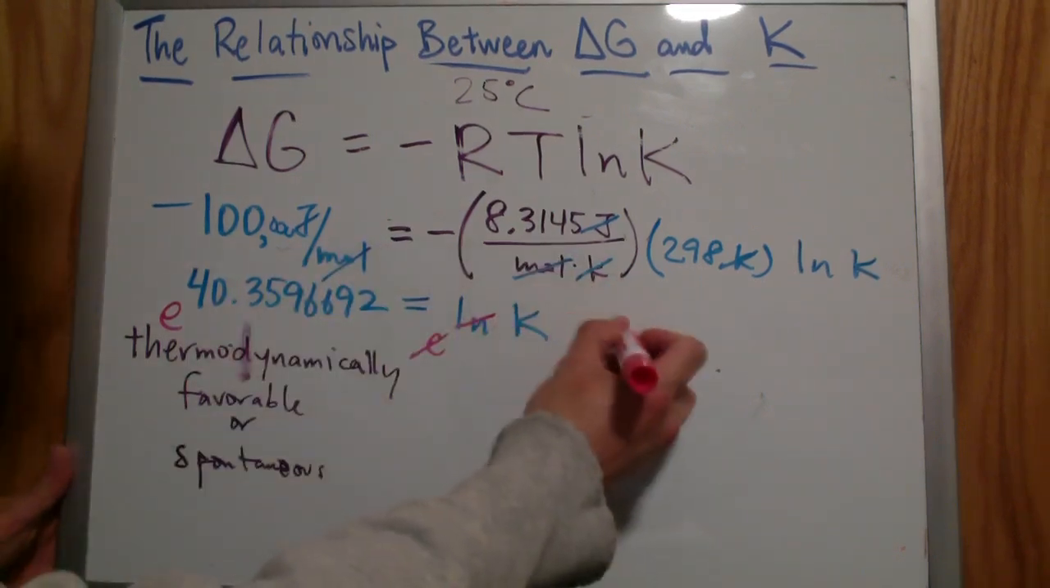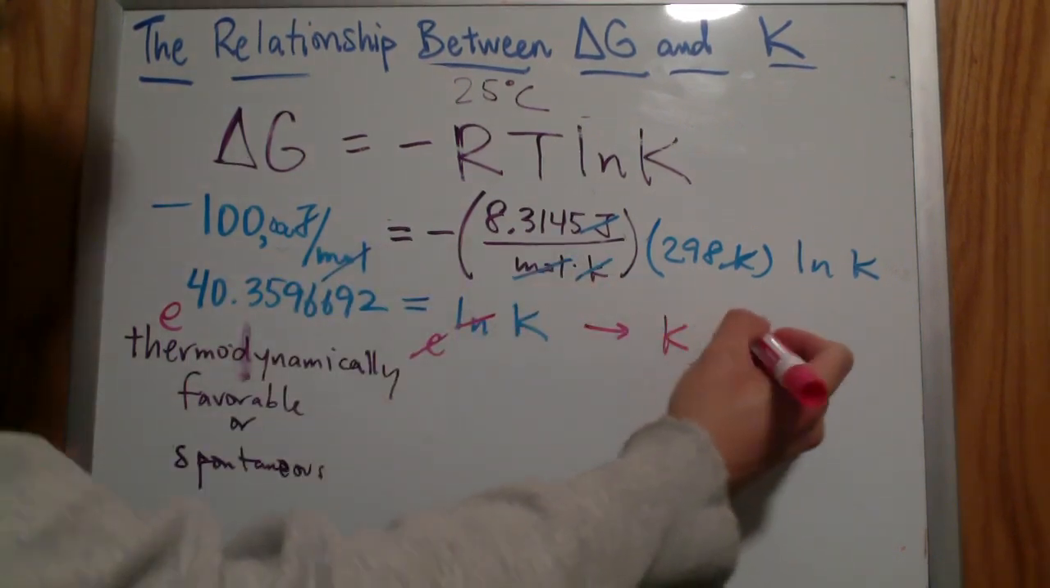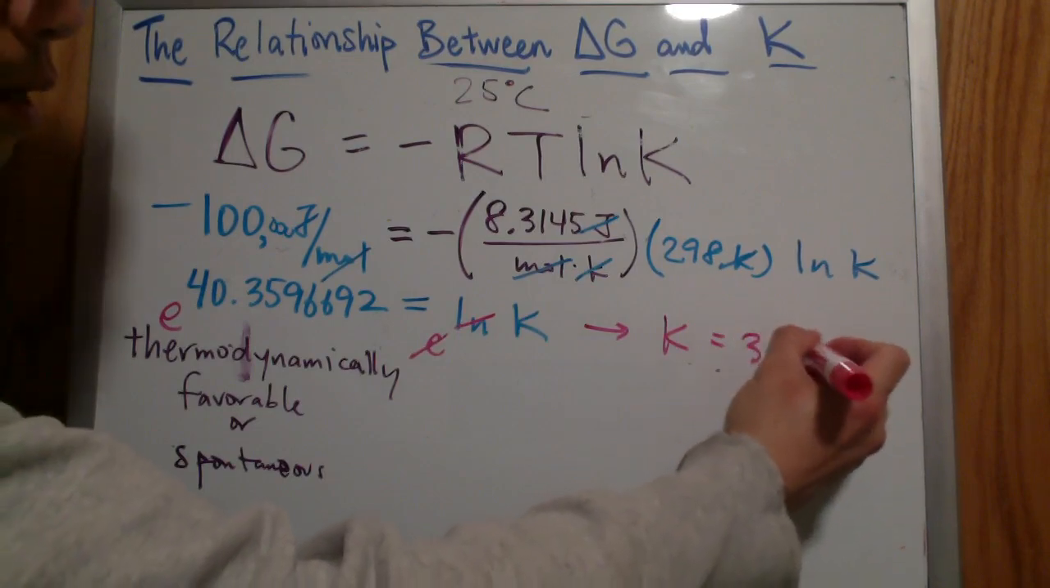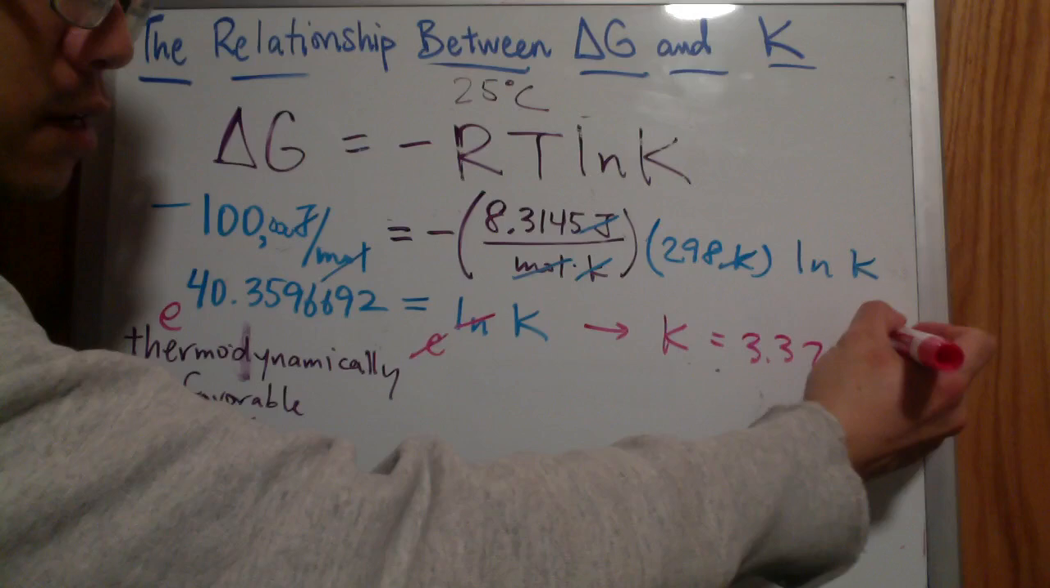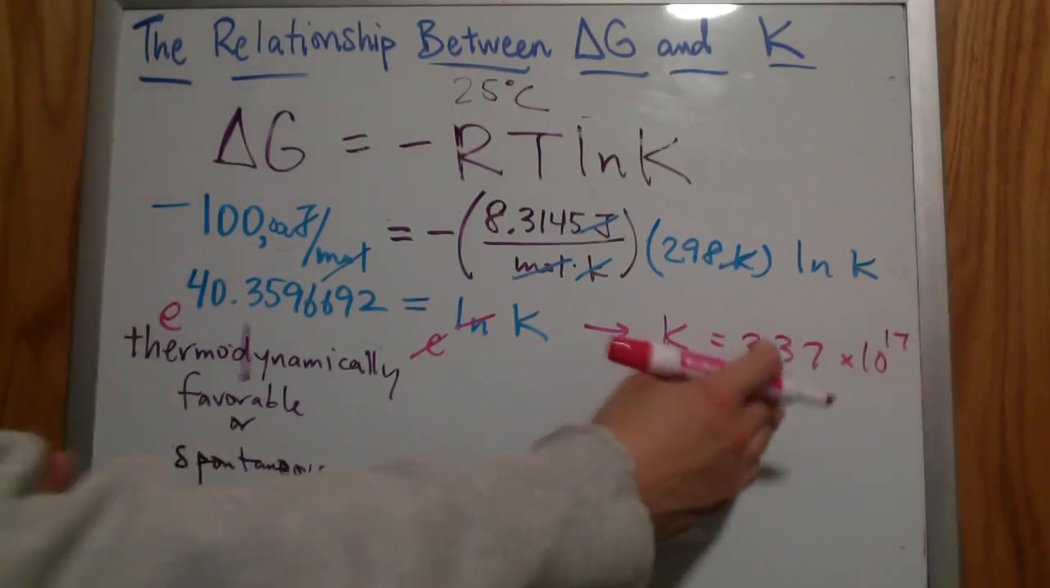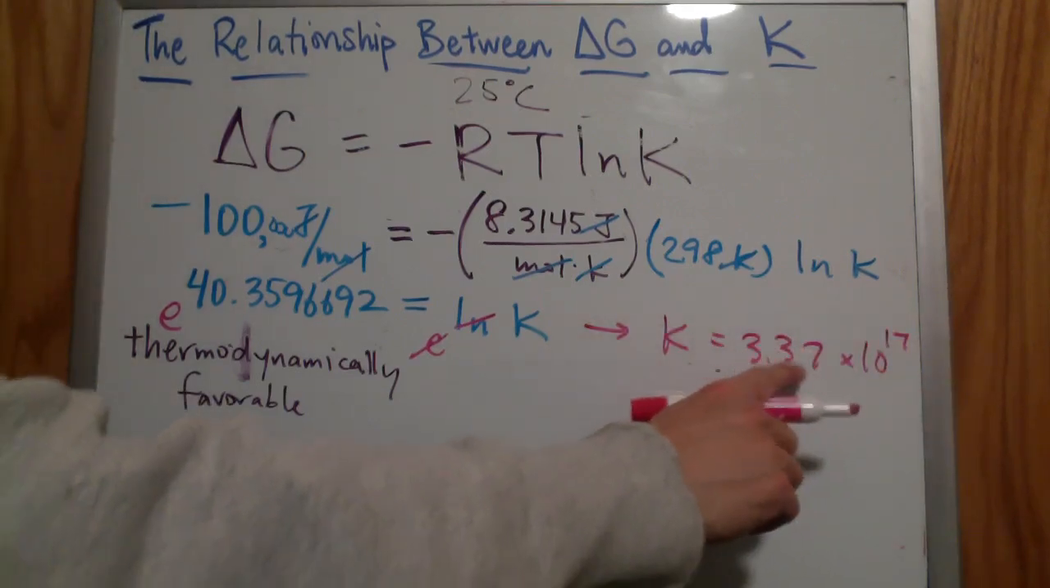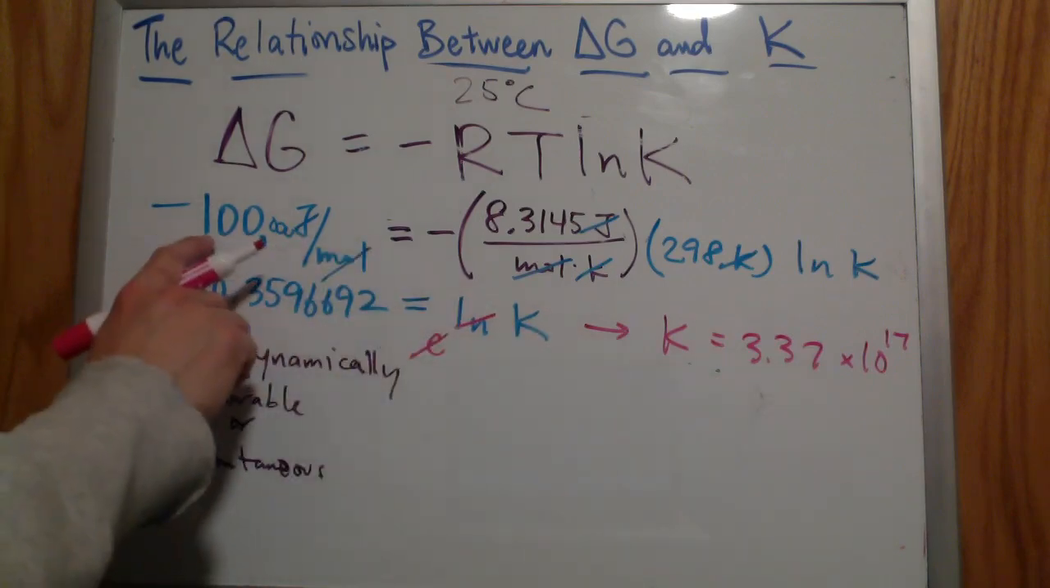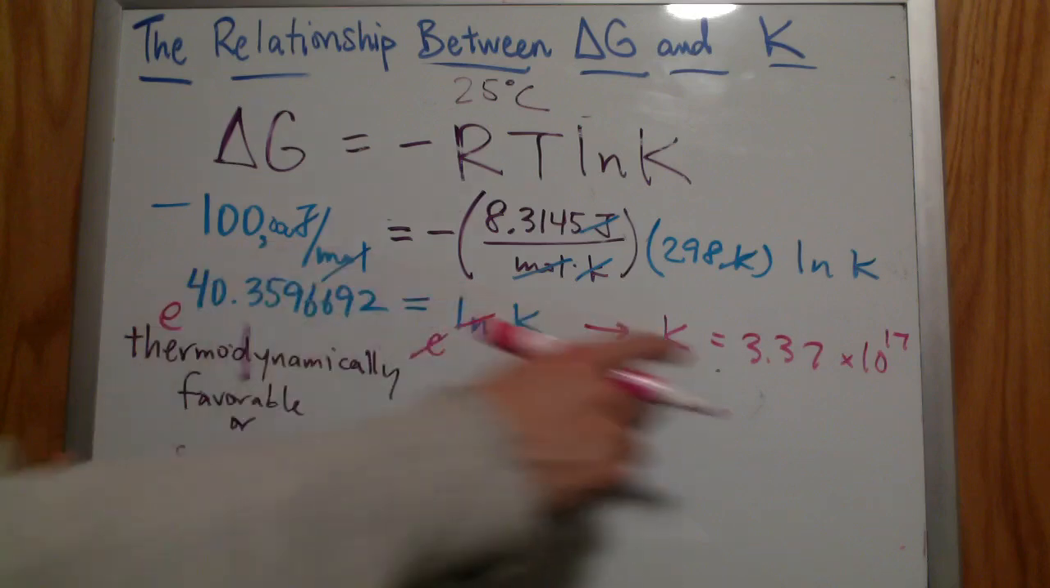All right, now we solve for K. I got K equals 3.37 times 10 to the 17th power, which now I can round because this is our final answer here. And I have 3 sig figs because we started off with 100,000 with the decimal here in our original number.